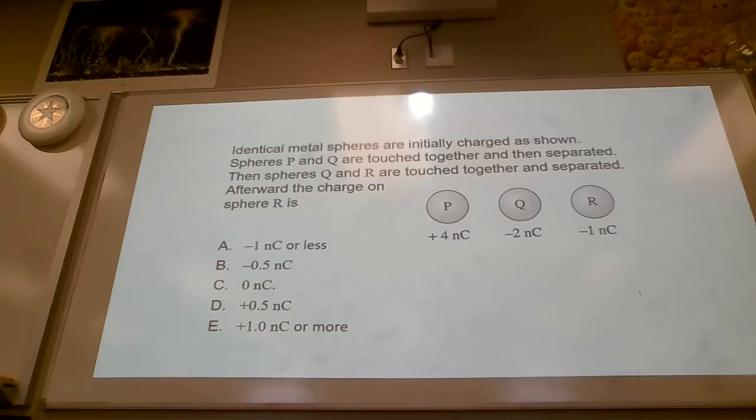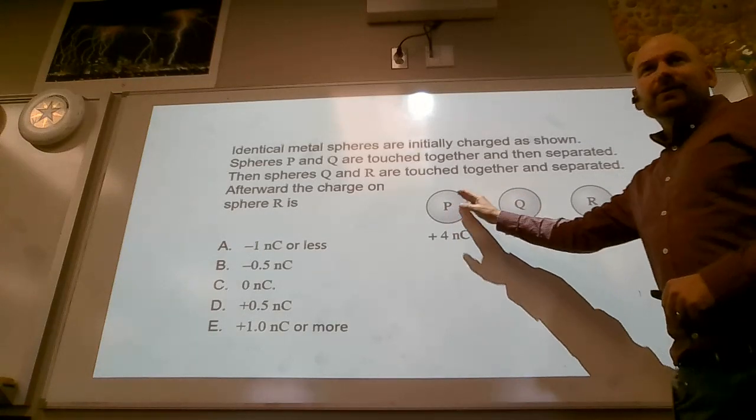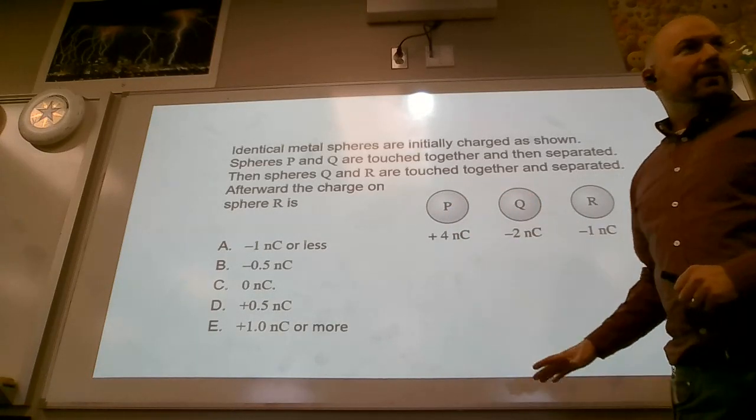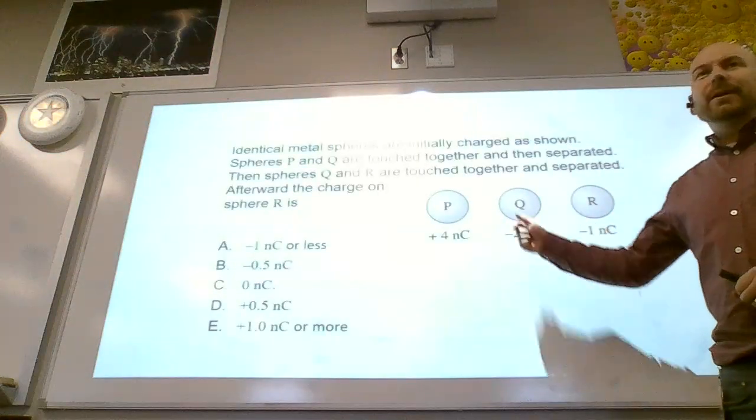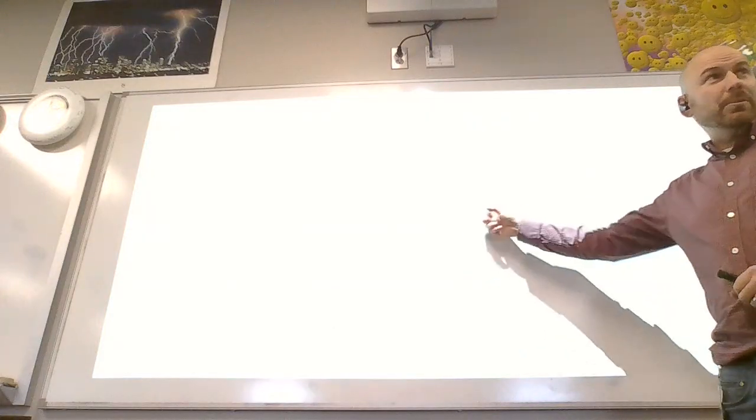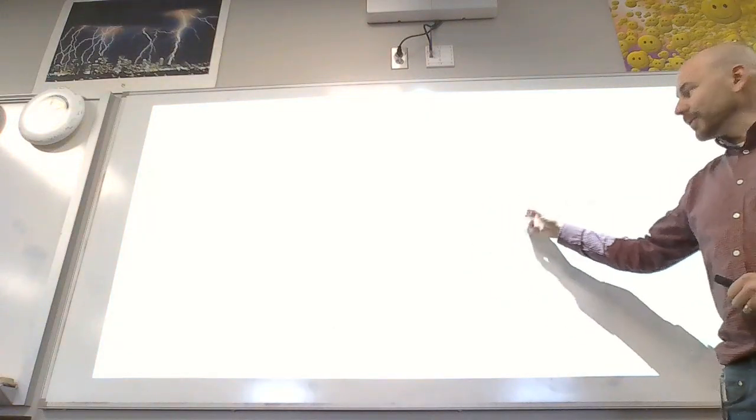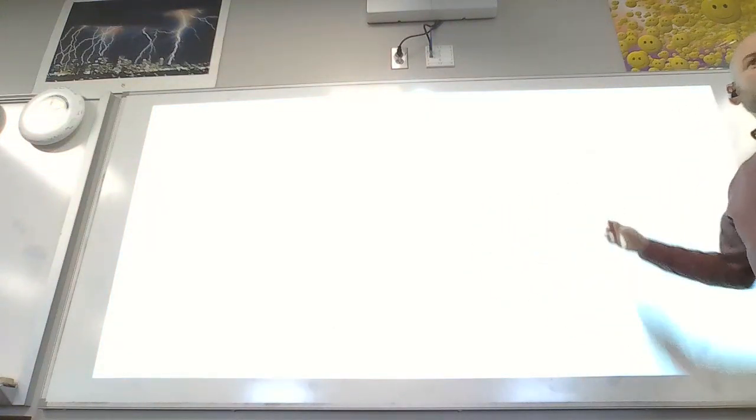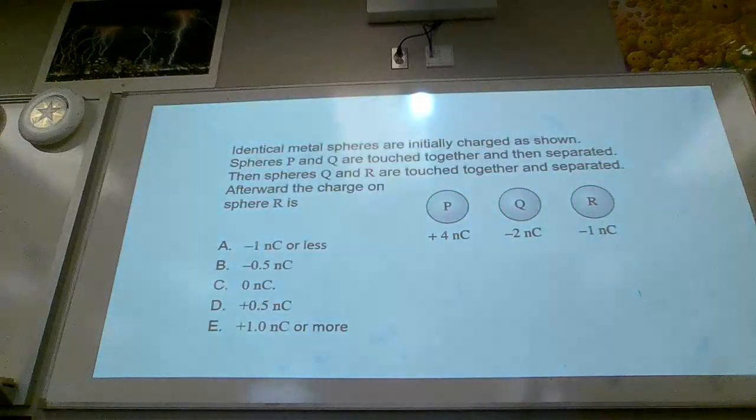Correct answer is C. What you do is you just find the average of the two that are touching. So +4 plus a -2 gives you +2, divided by 2 to find the average. Then both have +1, and you find the average of those two. Good with that?